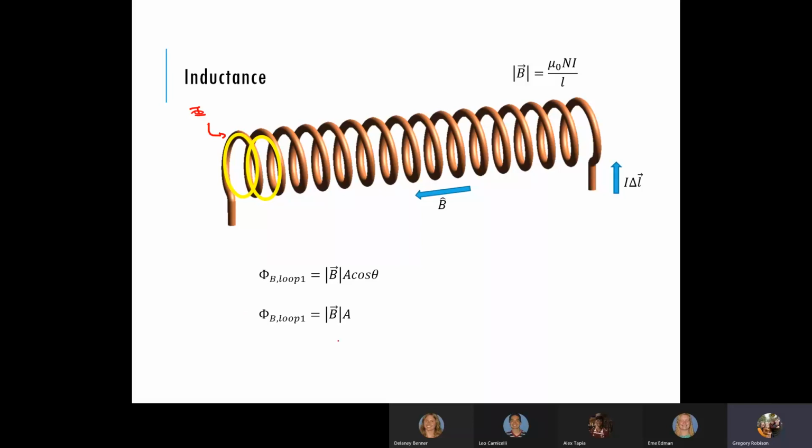So if I want the total flux through a single loop, okay, we put mu naught times the number of loops in my solenoid times the current running through the solenoid, divided by the length of the solenoid, and the area of my loop.